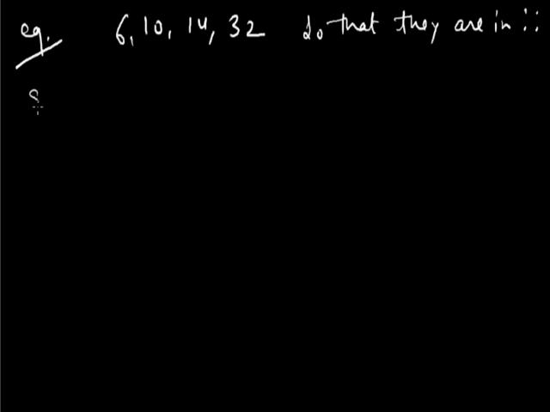What must be added to the numbers 6, 10, 14, 32 so that they are in proportion? Let us see the solution. Let the required number to be added to these four numbers be x so that they are in proportion. That means if I add x to each term of this series, then the result I get is these numbers: 6 plus x, 10 plus x, 14 plus x, 32 plus x.